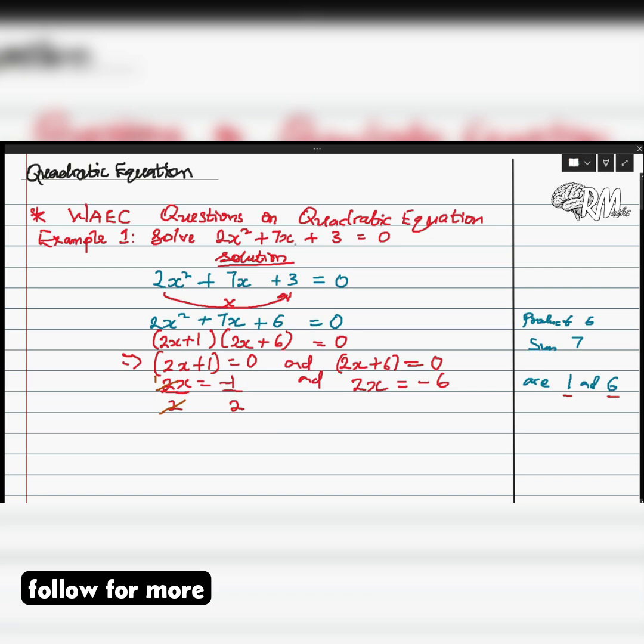At this other side, we are also going to do the same thing, divide here by 2 and divide here by 2. So 2 cancel 2, and I have 1 here, and 2 in 6 is 3. So finally, my answer gives me x equals minus 1 over 2, and x equals minus 3. So this is the final answer to this question.